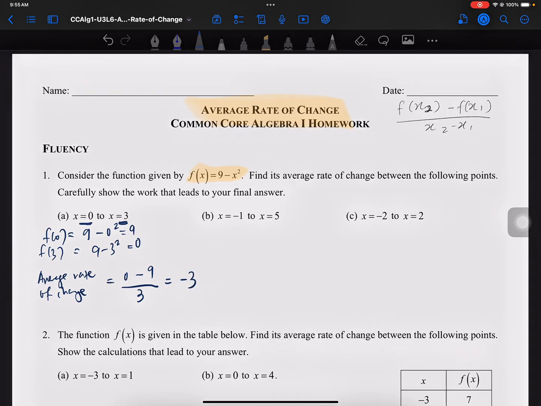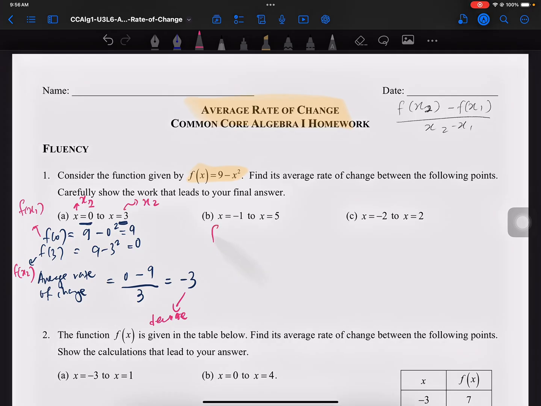So we know that this is f(x2), and this is x2. This is f(x1), this is x1. So we just substitute everything. The function decreases on average by 3 units for 1 increase in x. So you can see this negative value means decrease.